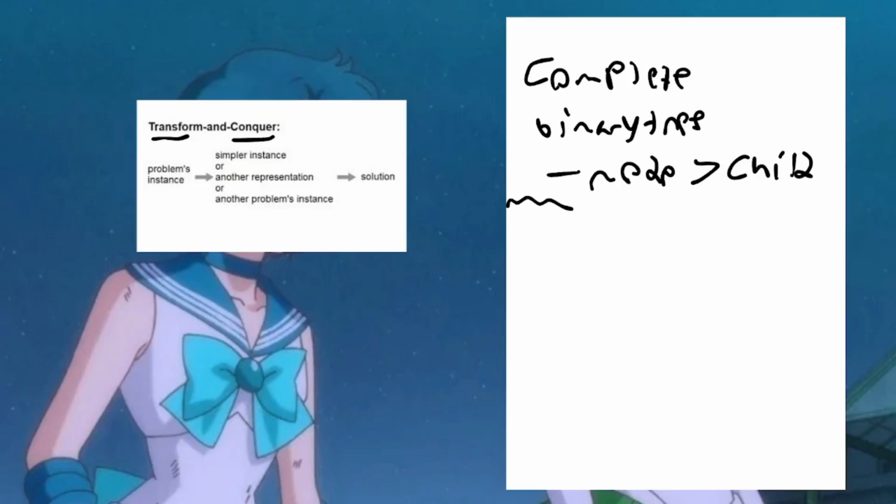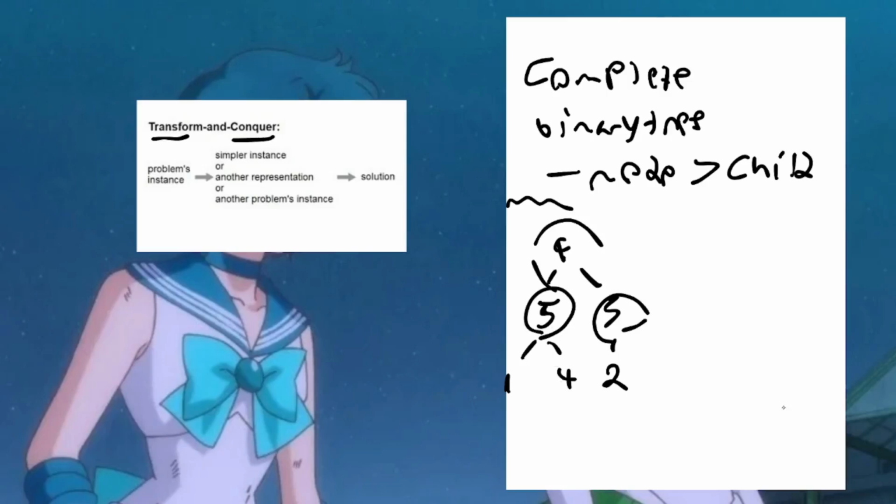So for example, we can have a heap of 9, 5, 3, 1, and 4, and then a 2. So it's mostly complete, right? And we can see that every node is greater than its children, right? So this heap can be presented in the form of a list that will look something like this.